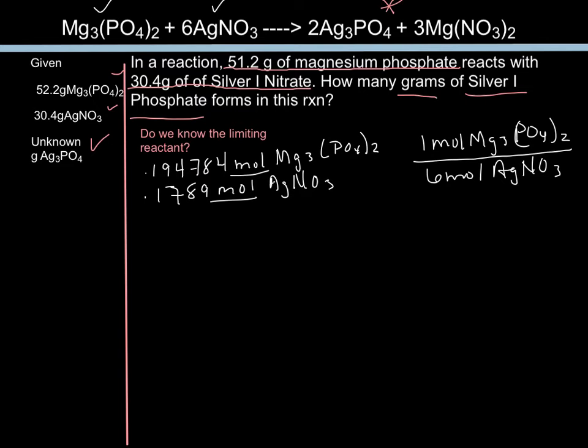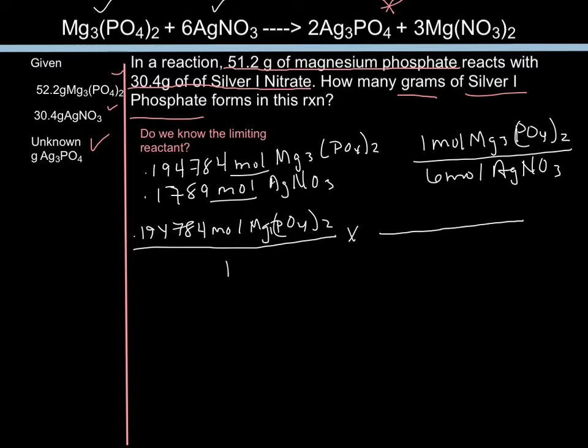Going from here, I'm going to pick one. In this case, I'm going to just pick the 0.194784 moles of magnesium phosphate. Alright, there we go. Little 3 in there that you can barely see. I'm going to put that over 1. Then I'm going to multiply by my mole ratio. Now, the mole ratio says that it's 1 over 6, right? But I need to cancel out magnesium phosphate, so I'm going to have to flip it.